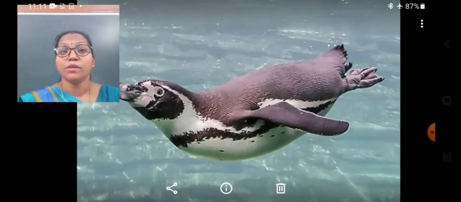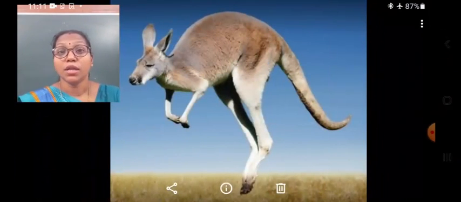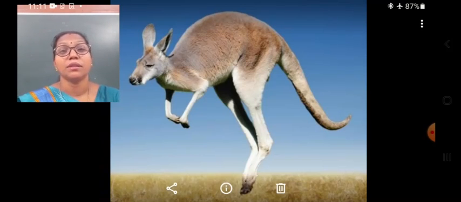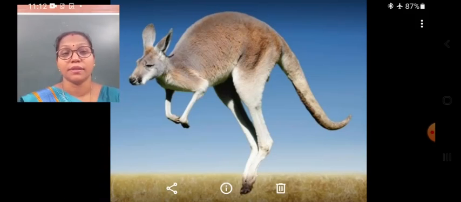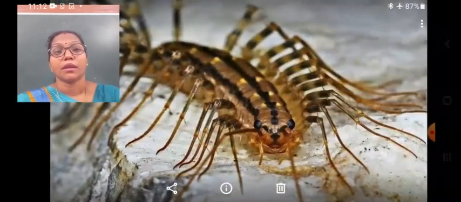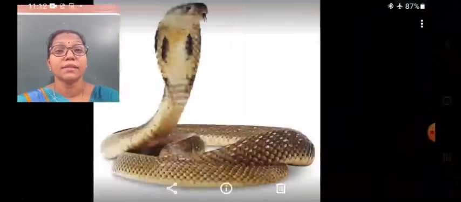Now children, some mammals like the kangaroos jump great distances. Their hind legs are lengthy, longer than their front legs. So while the kangaroos hop or jump, these long back legs help them. Now students, this is an insect having many legs.